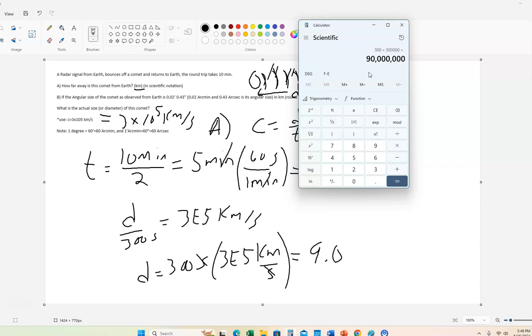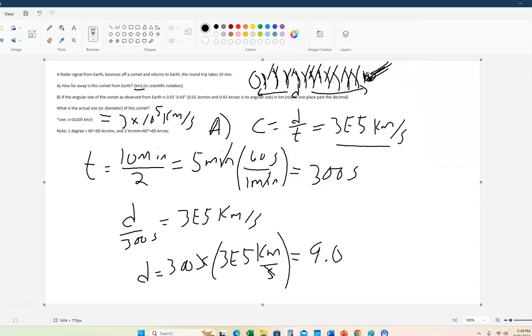So it's 9.0 times 10. You could write it like this: times 10 to the 7th kilometers. Or, which I like to do much more frequently, 9.0 E7 kilometers. These two things mean the same thing. Please remember that.